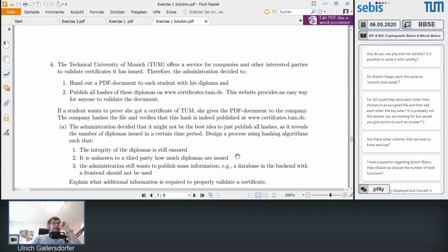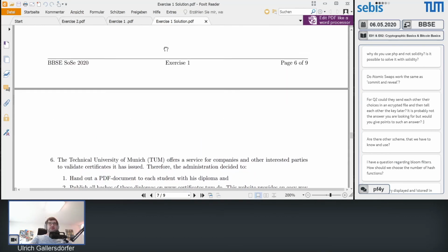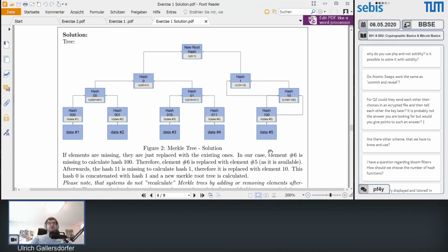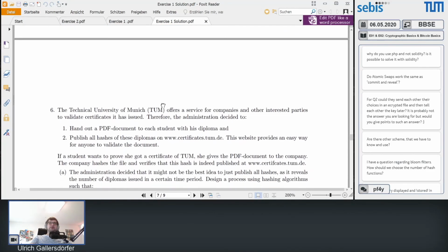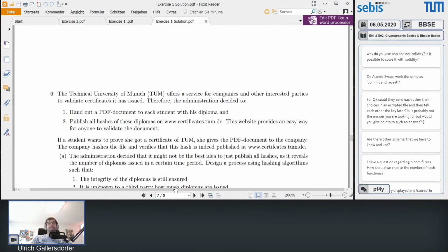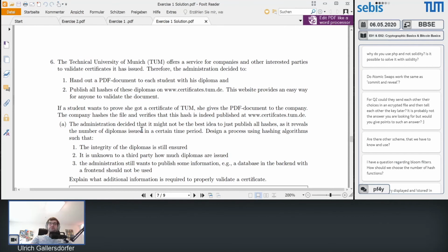So that's the basic idea here: as we introduced it in the lecture, we want to use Merkle trees. We saw beforehand how we set up a Merkle tree and how this data structure looks. What we can do now is also create a Merkle tree for the TUM. For example, the semester ends and 200 people graduated, and then all the hashes of these 200 documents can be stored in one single Merkle tree. And the root hash of the Merkle tree can be published to certificates.tum.de.